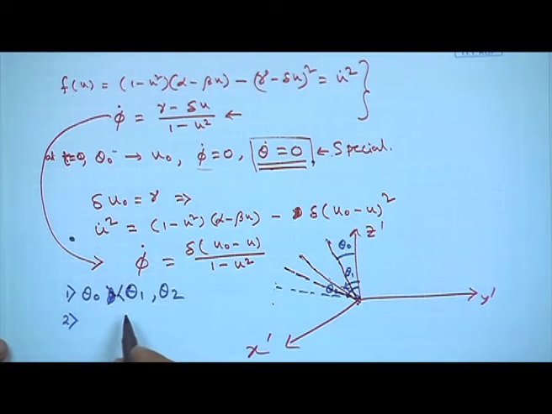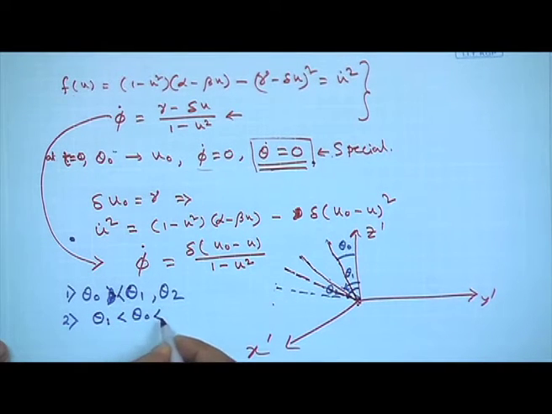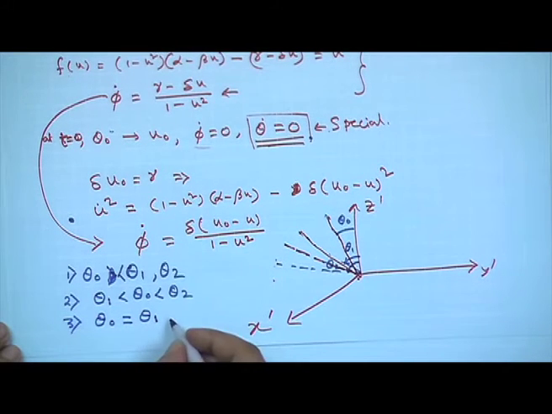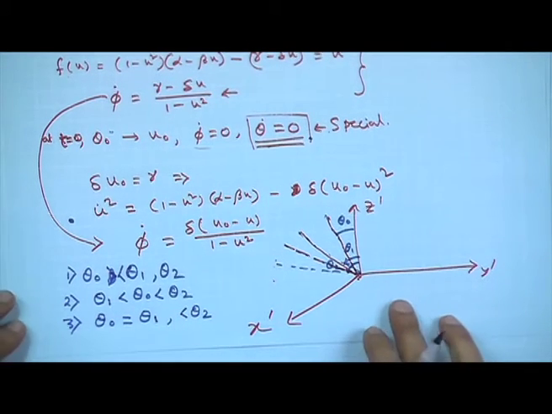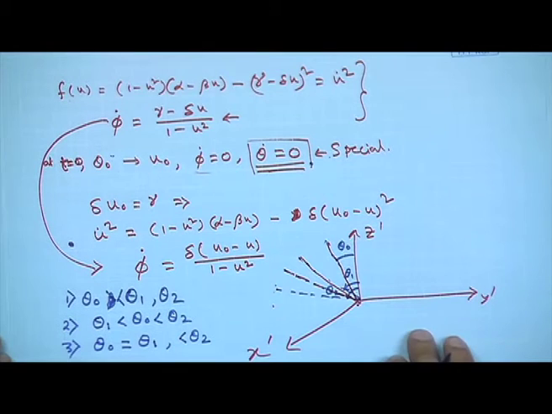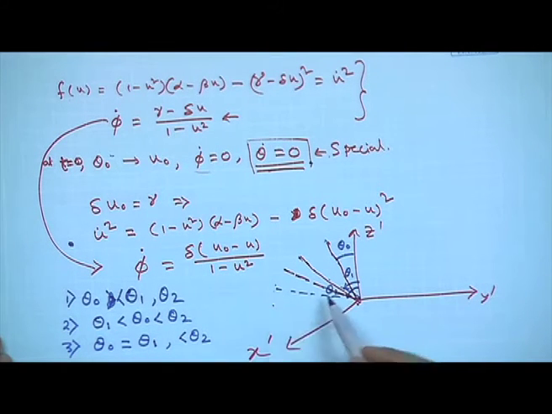So, the three physically possible regimes are: theta 0 is equal to theta 1; theta 0 is in between theta 1 and theta 2; and the third one, theta 0 is equal to theta 2 or less than theta 2. So, these are the three possible physically possible initial conditions. What happens once again if we have theta 0 equal to theta 2, for example, or greater than theta 2?